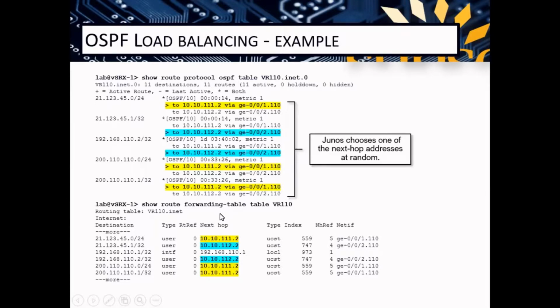You can also check the contents of the forwarding table. Show route forwarding-table, and then I'm saying table VR110. I want to see only that particular routing instance. And you can see that there is only one next hop for each one of those routes. And it matches the next hop that has that greater than symbol. So there is no load balancing happening right now.